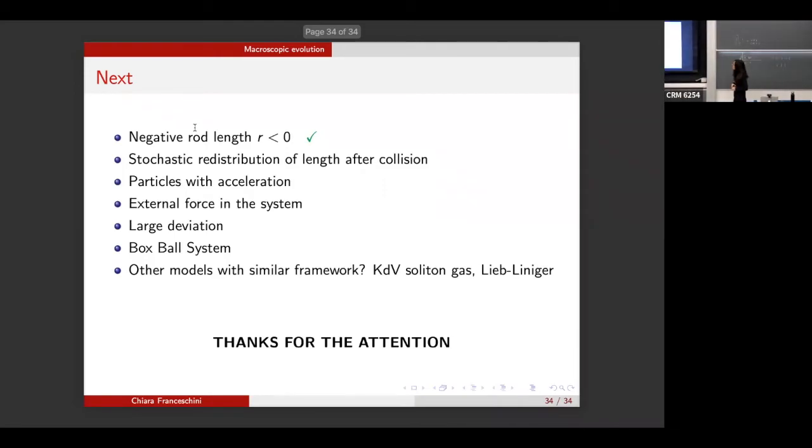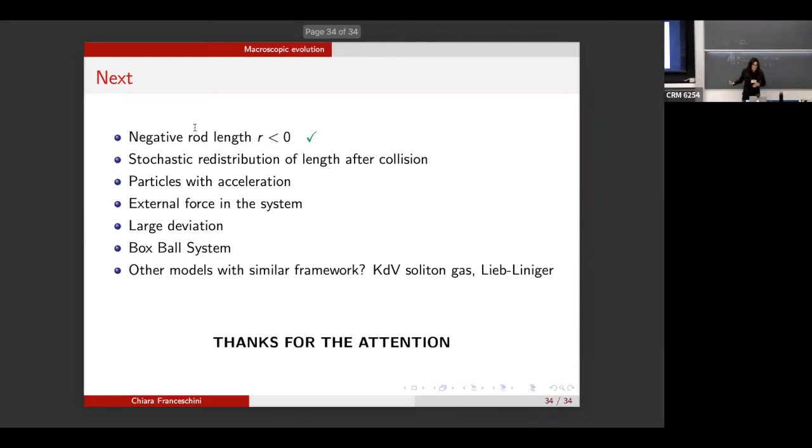And then I think you can give particles acceleration. So instead of straight lines, you have some curve that you can interpret as external forces. I think this was Herbert's question. Of course, large deviations are always a question.